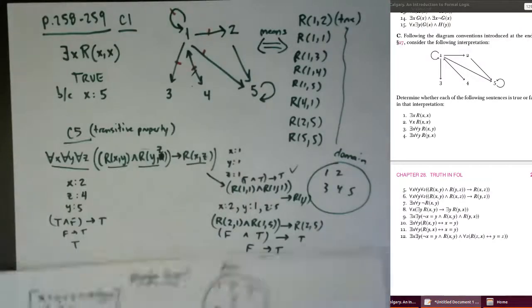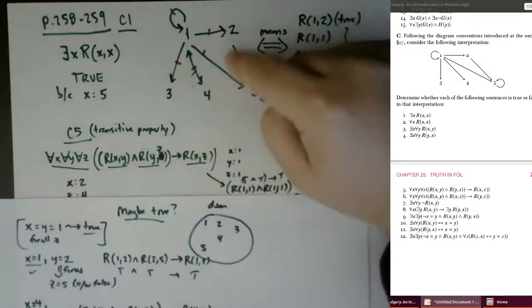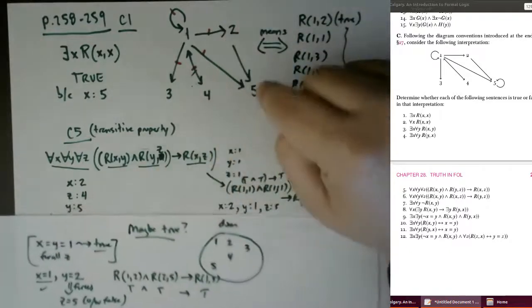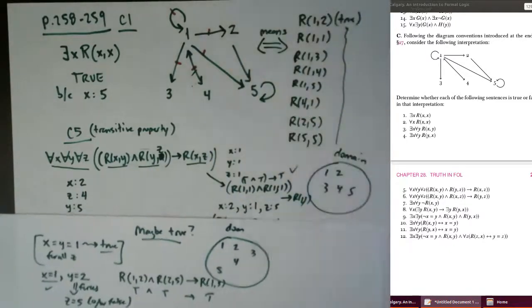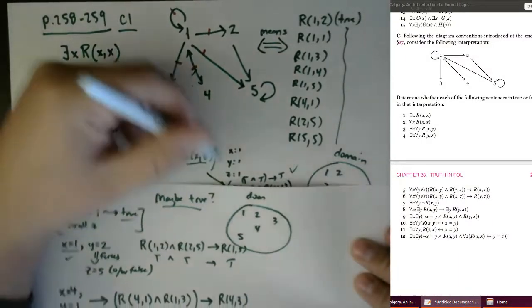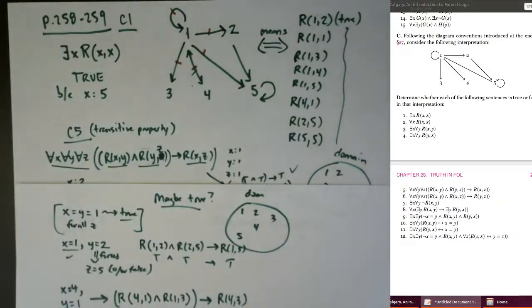Now, if I had a different interpretation, a different picture, where everything was connected to each other, for example, then of course this is true. But there are some weakenings of that as well. The question of how many interpretations make this statement true, that's an interesting question. And it's a question of, how many transitive relations on 5 objects are there?